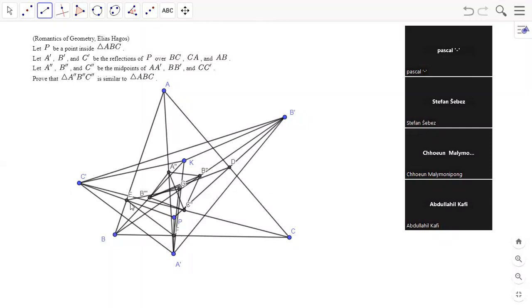So G, how did we get to G? G is the midpoint of PK, and K is the reflection of B over B double prime. And B double prime is the reflection of B prime. Oh, okay. So it's a little tricky, still a little tricky.